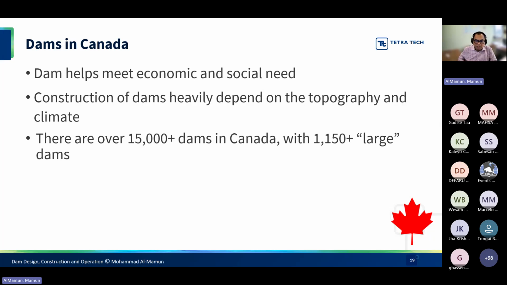So our estimate is that there are over 15,000 dams in Canada combined, all sorts of dams: water dams, mining dams, industrial dams, etc. And over 1,150 large dams. The large dam definition is set by the International Commission on Large Dams. It's any dam that is over 50 meters and has a certain amount of volume.